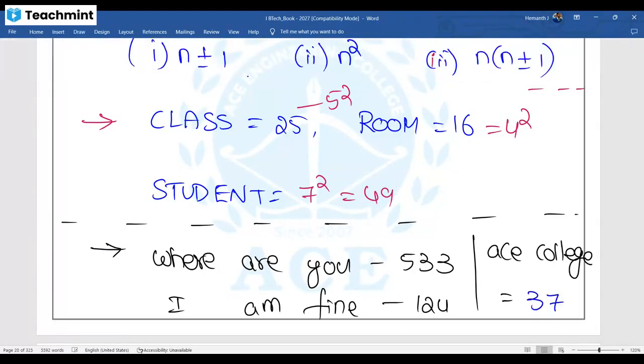Where are you? Where is having 5 letters, R is having 3 letters, U is having 3 letters. In that row, how many letters are there? I am fine: I is having 1 letter, am is 2 letters, fine is 4 letters. Like this they are giving, so you need to know that number of letters logic as well.